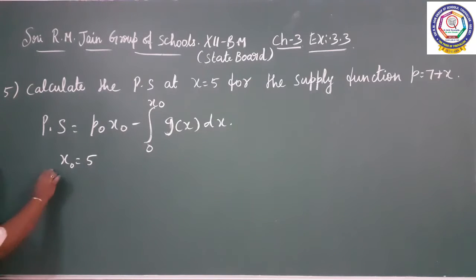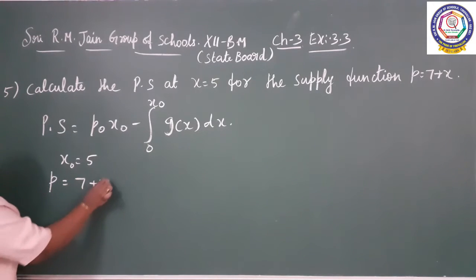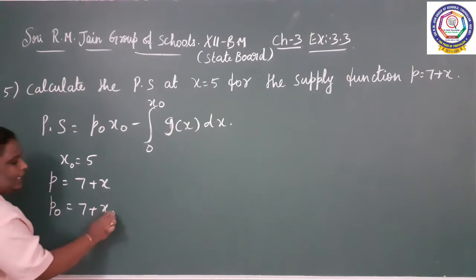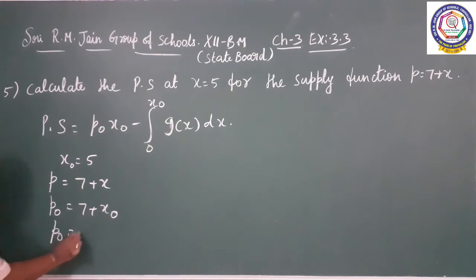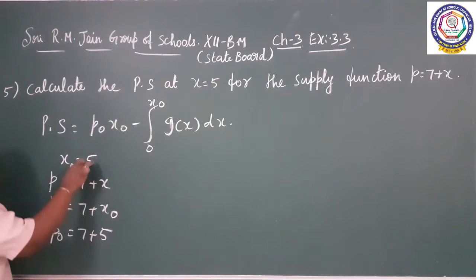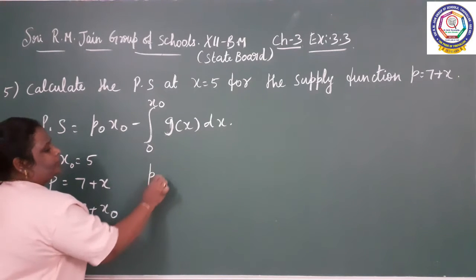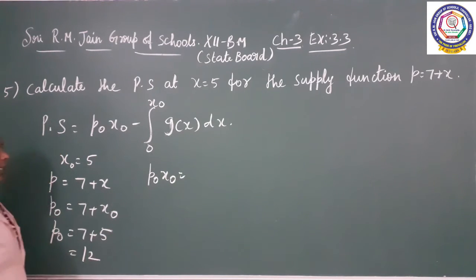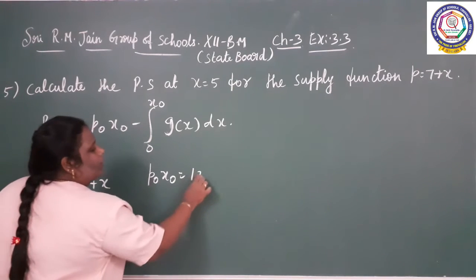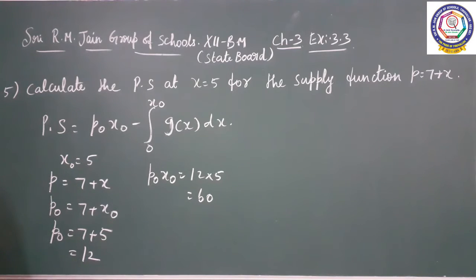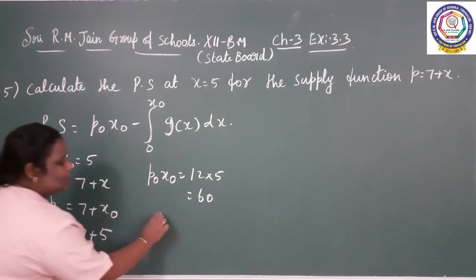What is the value of P? P equal to 7 plus x, so P naught equal to 7 plus x naught. What is the value of x naught? X naught equal to 5. So P naught is 12, and P naught x naught equal to 12 into 5, which is 60. Now we move on to find the value of producer surplus.